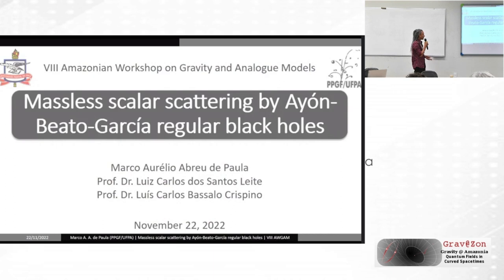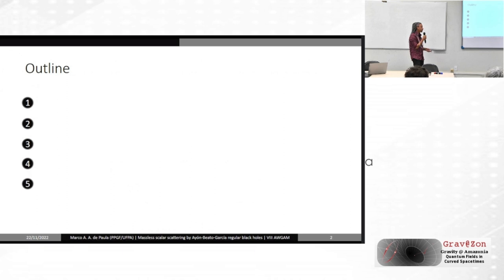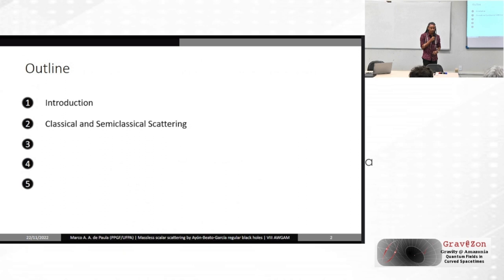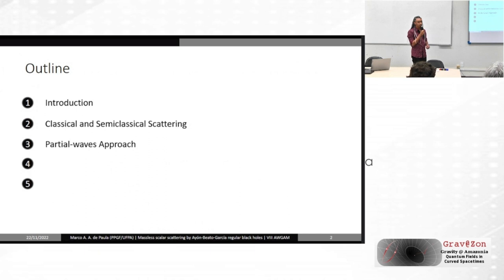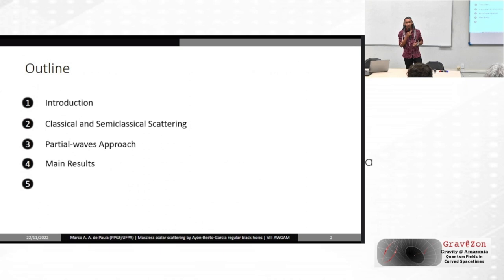So this is the outline of my talk. I will start with a brief introduction about the main topic of this presentation. Then I will discuss some aspects about the classical and semi-classical scattering. Next, I will comment on the partial waves approach that we use to obtain the differential scattering cross-section. And finally, I will present our main results in the final remarks. So let's move to the introduction.